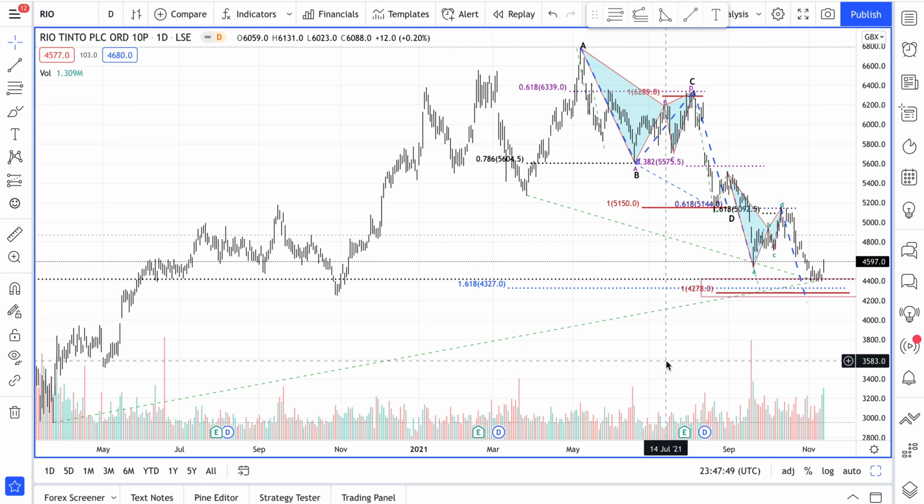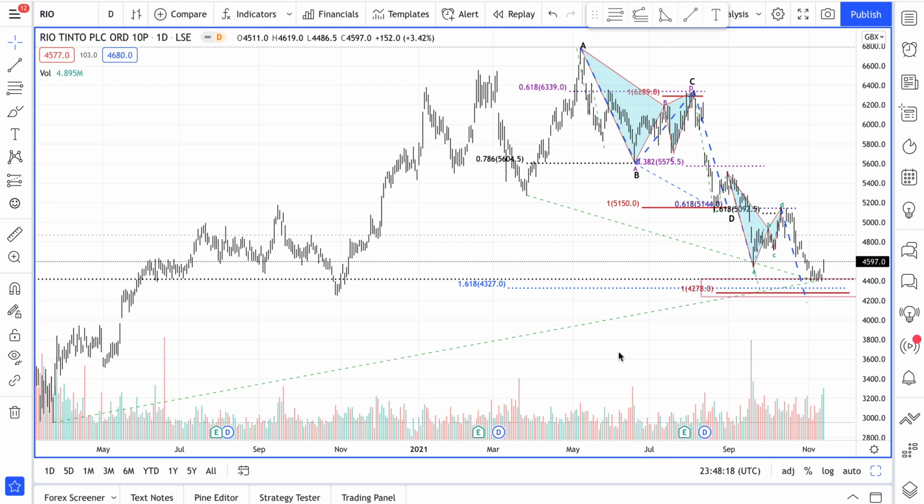Today we will take a look at commodity stocks. The first one we'll take a look at is Rio Tinto. We are taking a look at the one listed on the London Stock Exchange. It just helps to take the FX side of things out of the equation. The ADR, which is traded on the New York Stock Exchange, does have a similar kind of pattern.